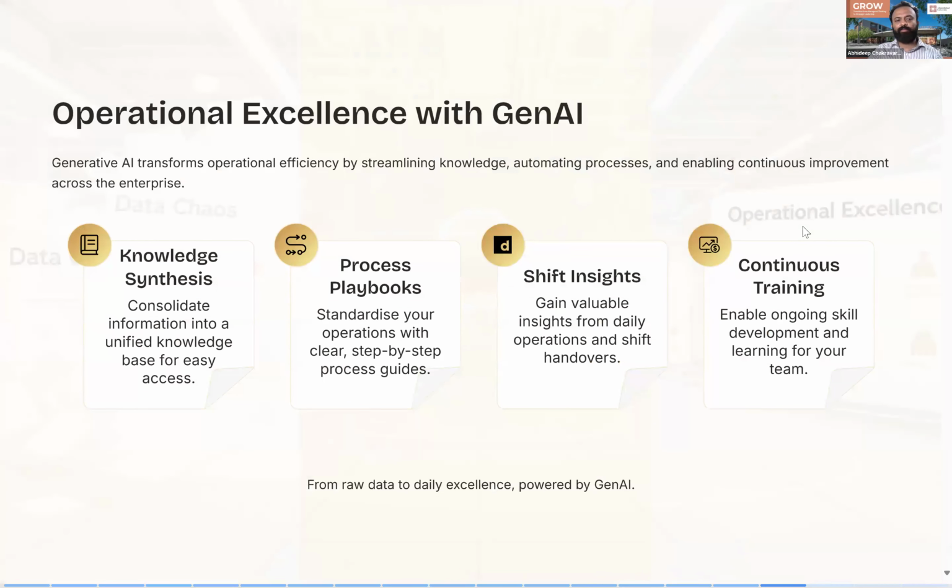Similarly, for operational excellence, if you talk about knowledge synthesis, RAG, process playbook, again RAG, shift insight, not RAG, but it can summarize. So, for example, if somebody is moving from one shift to another shift, whatever he did, he needs to convey it to the next person. But that is no more required. He can feed the data, and as the data is there, the next person can question on that data, right? And hence it can also be stored for future training and things like that. Continuous training is the case of that.